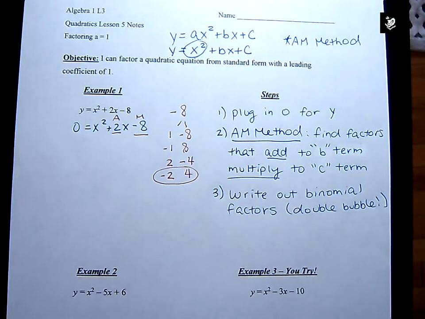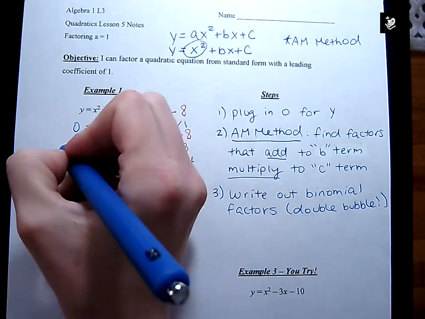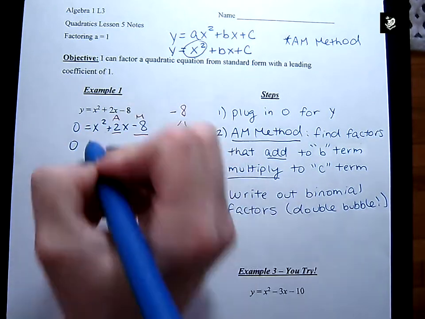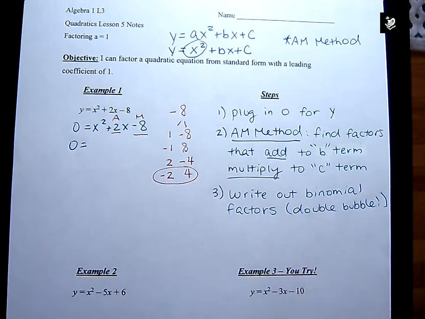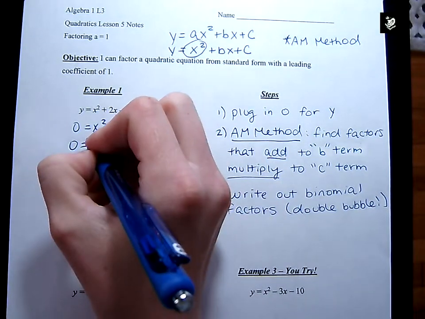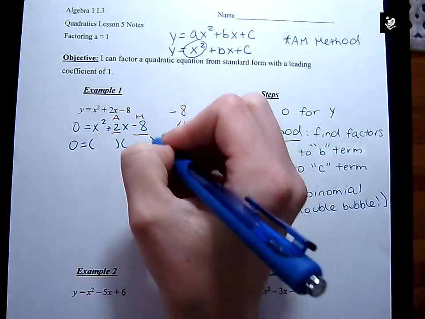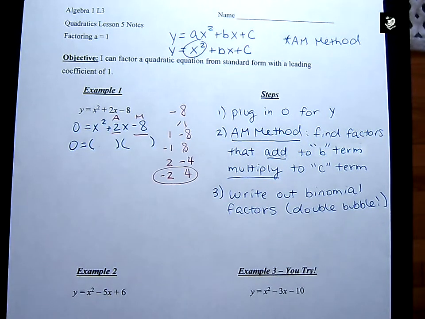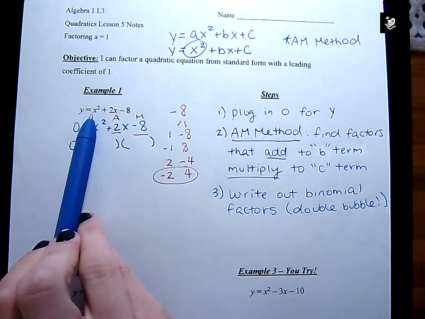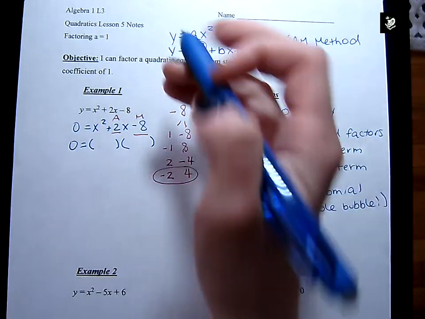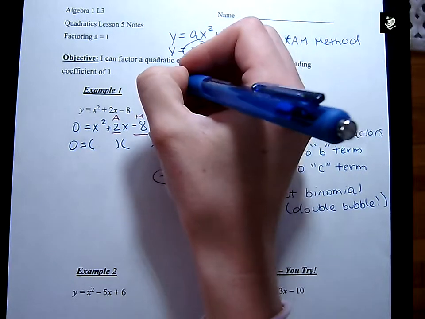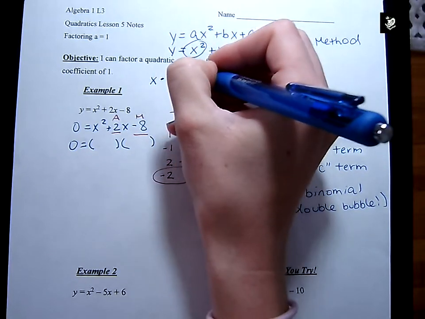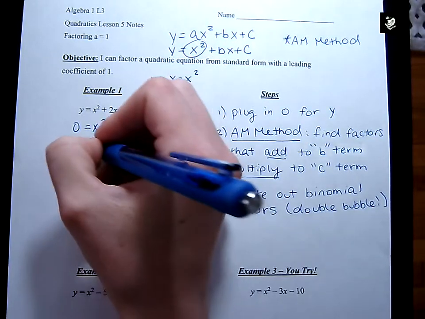So now that we know our factors, we're going to write them out as binomials. Remember, binomials means two terms. So I'm going to put my 0 because that's going to stay. And binomial factors are just a fancy name for my double bubble. So I'm going to do my double bubble. Now here's the thing. What's going to go in front of the bubbles? Well, I need something that multiplies to x squared. Well, x times x gives me x squared. So that's what's going to go in the front of my bubbles.